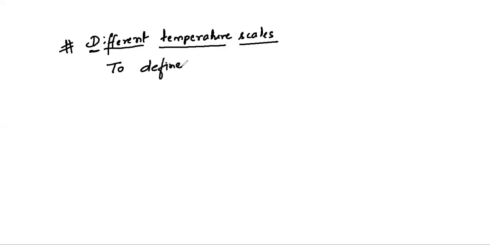So to define a temperature scale, 2 points are specified. Okay, so we have two fixed points specified.